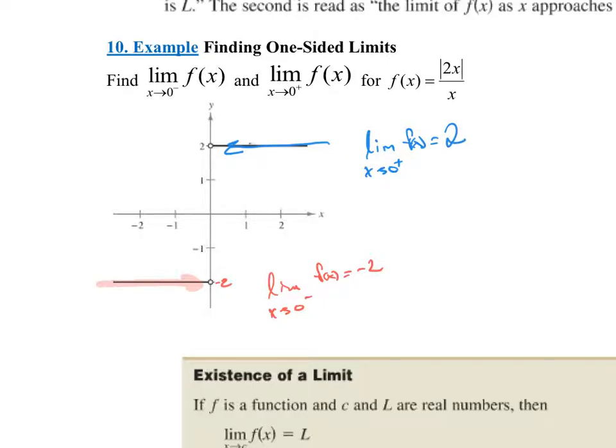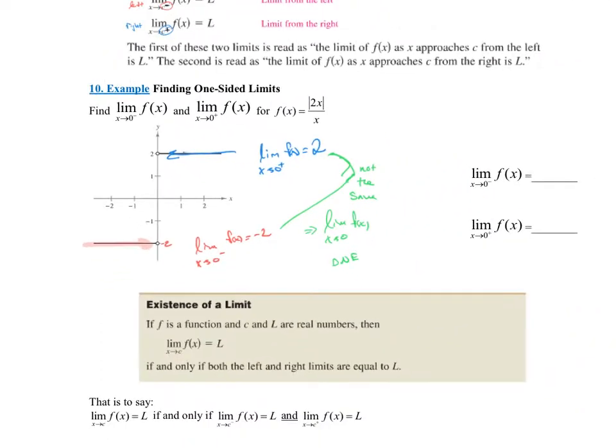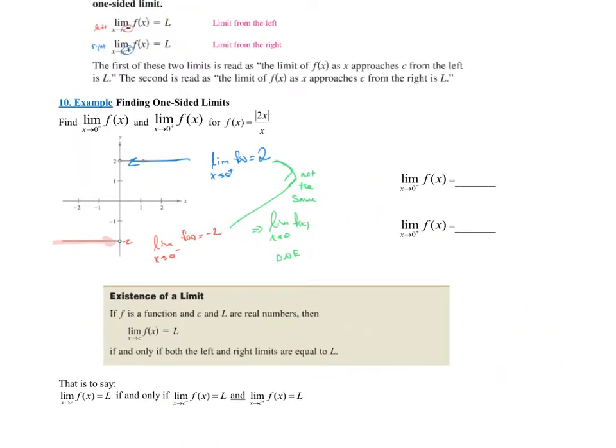So what's the limit as x approaches 0 of this function? Well, notice they don't agree. And if these two numbers don't agree, not the same, then we could say the limit as x approaches 0 of this function does not exist. Because they're not the same, it doesn't exist. The limit from the left exists and it's negative 2. The limit from the right exists and it's positive 2. The limit at the point does not exist because they don't agree, and it's done.